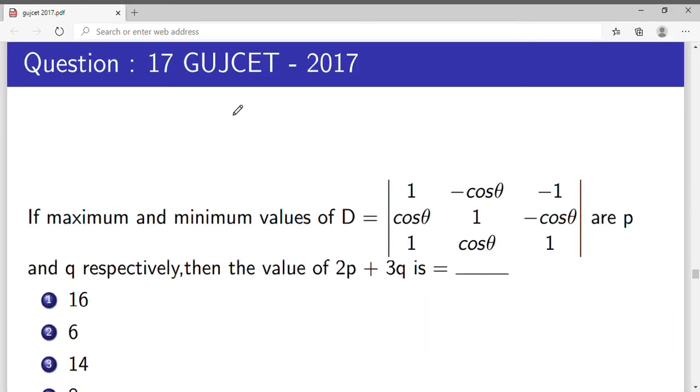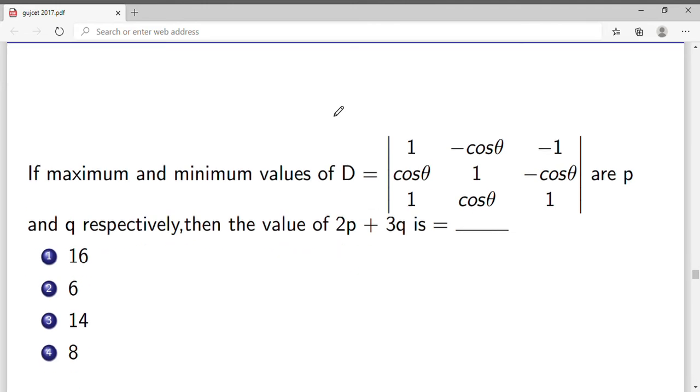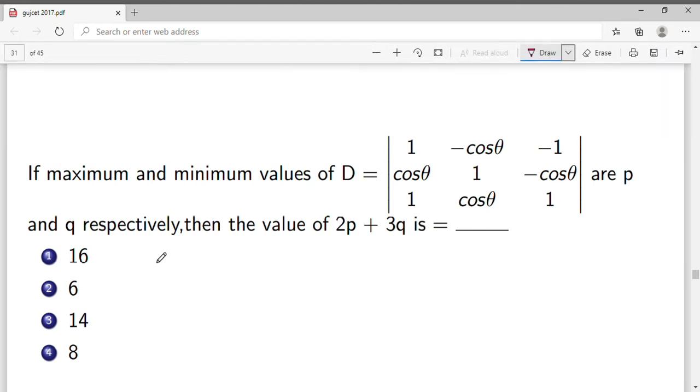Question number 17, Gujket 2017. If the maximum and minimum values of the determinant, whose first row is 1, minus cos theta, minus 1, second row cos theta, 1, minus cos theta, third row 1, cos theta, 1, are p and q respectively, then the value of 2p plus 3q is blank. First option is 16, second is 6, third is 14 and fourth option is 8. Here one determinant is given, and the condition is that this determinant has maximum value p and minimum value q. So first of all we have to find the value of this determinant.